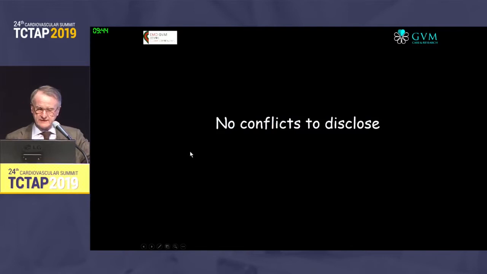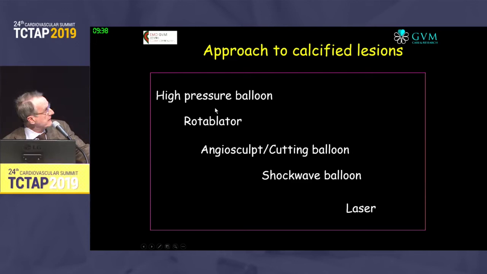So the first and easy approach is the high pressure balloon, that we always do. It's simple and very cost-effective, but we should not always be so in love with it. Rotational atherectomy is a very important technique. It's old, but we should have a low threshold. AngioSculpt or cutting balloon is another possibility, and I will show cases where we use an undersized cutting balloon inflated at very high pressure, 20, 22 atmospheres, with very good results.